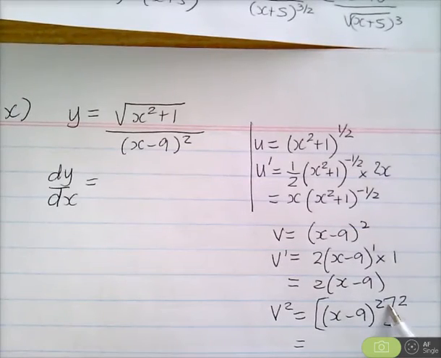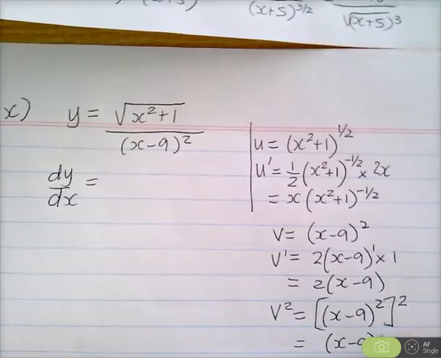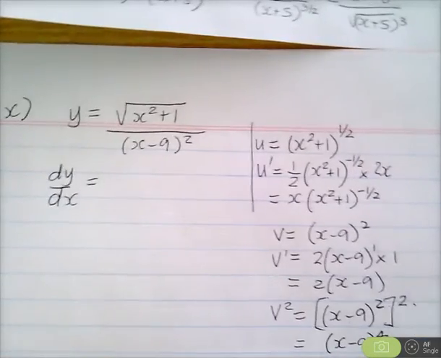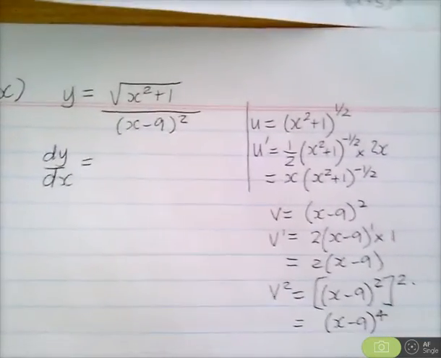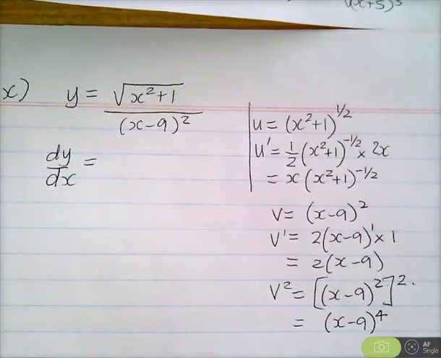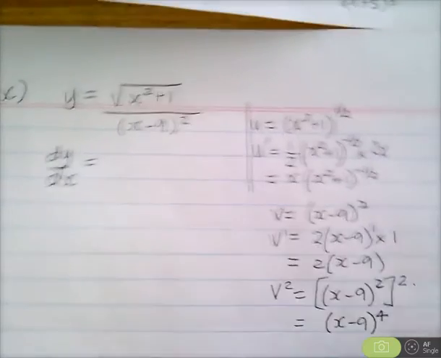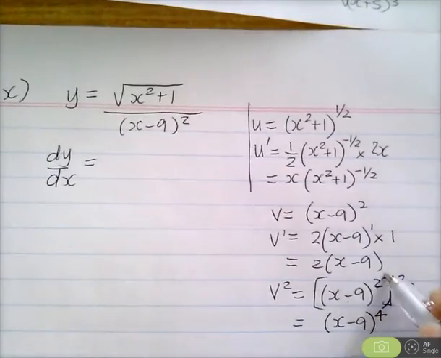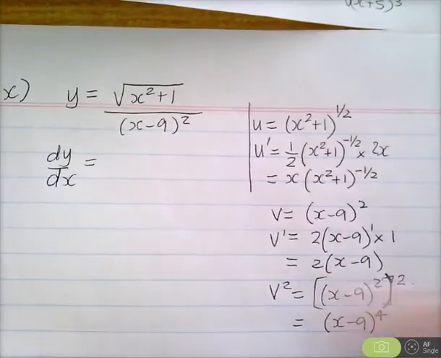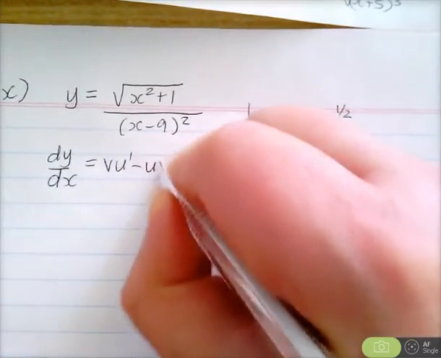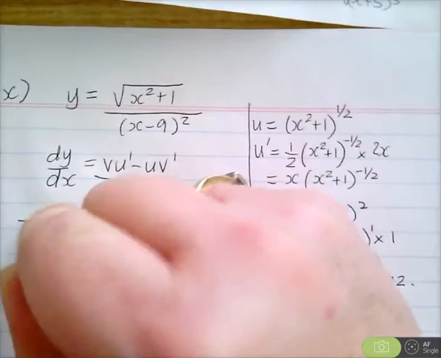Because that's what v is already squared. What do you get? X minus 9 to the 4. Don't you multiply the indices? Girls, v squared is x minus 9 to the 4, because the 2 gets times by the 2. You're multiplying. Remember that? All right, let's go. VU dash minus UV dash over V squared.